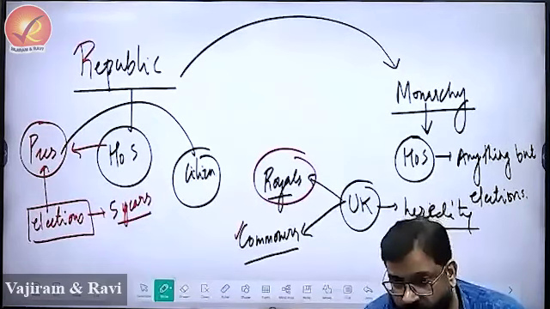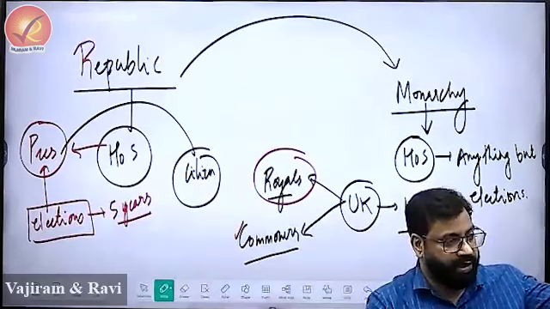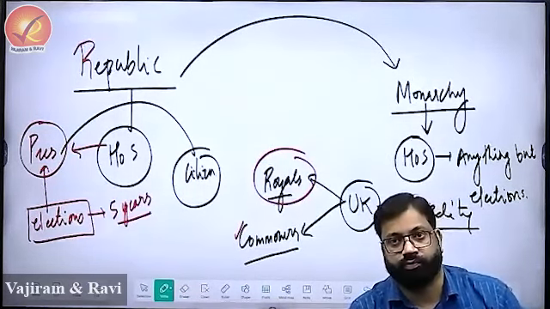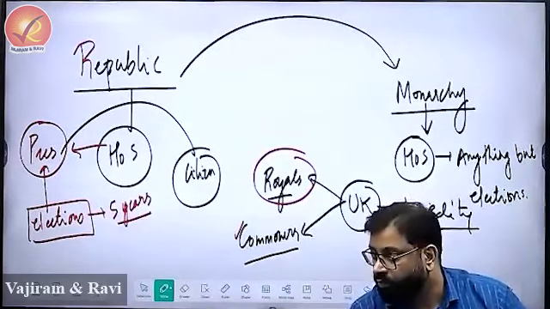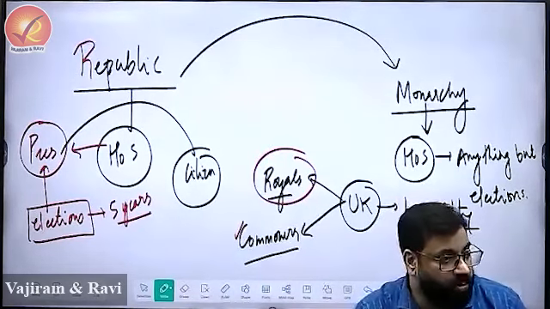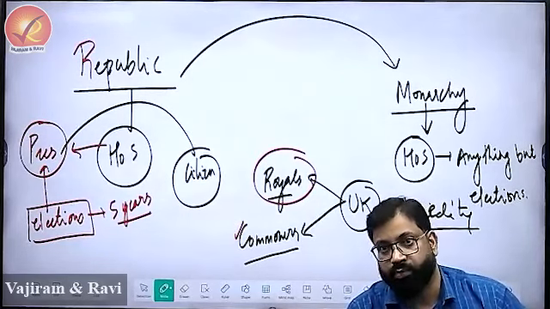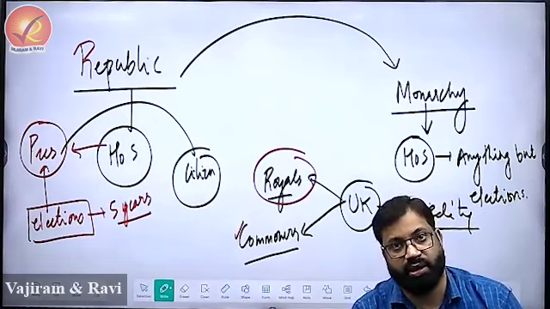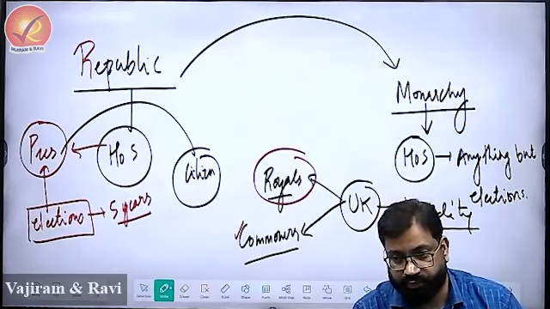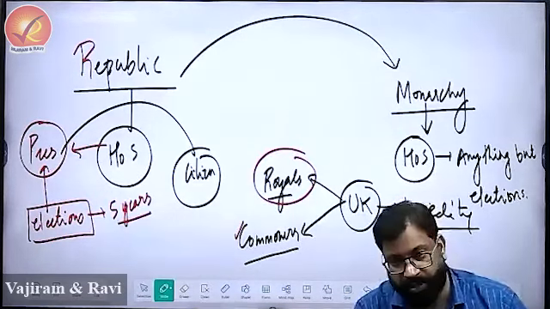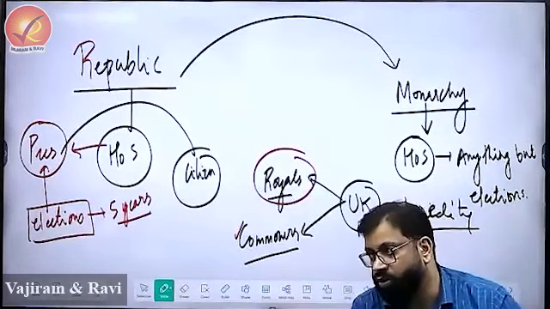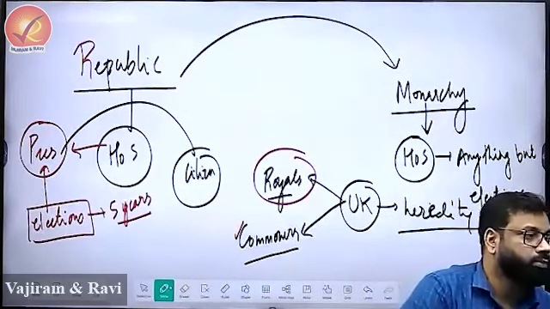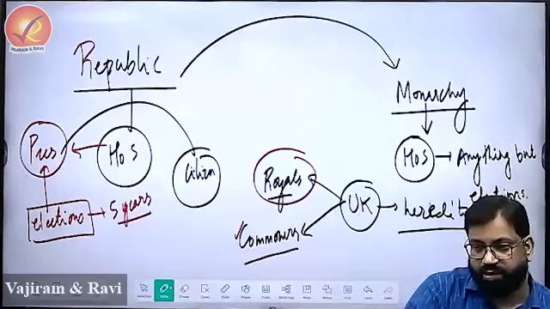Please do not get confused between the two terms republic and democracy. If you want, please make a note. Republic and democracy. Please write, democracy is all about the political setting in a country, whereas republic is about how the head of the state is appointed. Republic is all about how the head of the state is appointed.